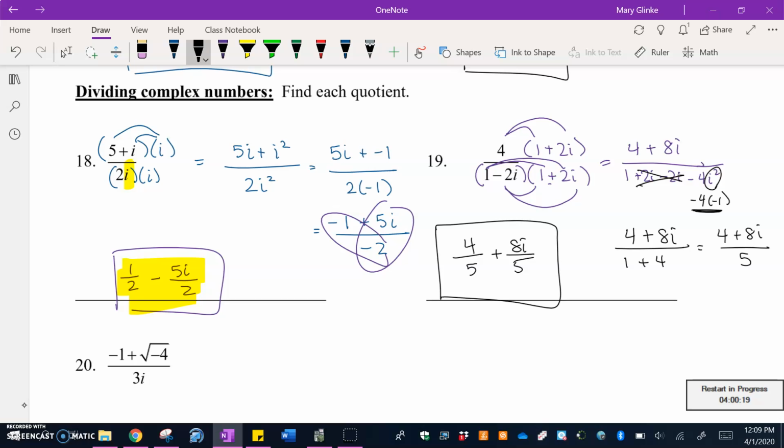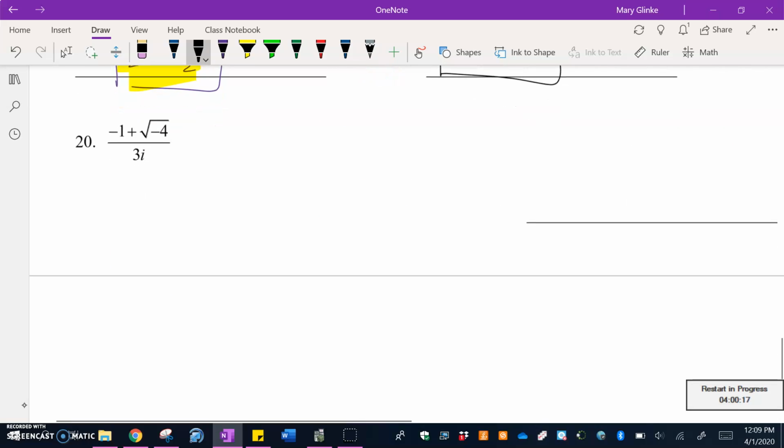So we're going to do one more here, number 20. We are going to get rid of the imaginary part in the denominator. I notice I have the square root of negative 4. I'm going to go ahead and simplify. The square root of negative 4 is going to become 2i. Then I notice I have that imaginary part again in the denominator. So I'm going to multiply everything by i.